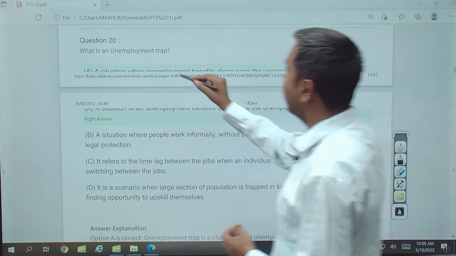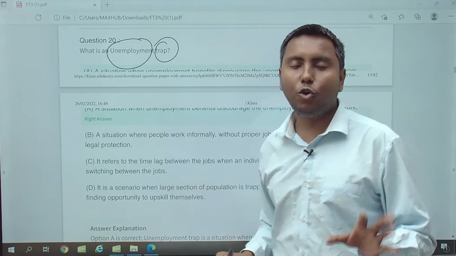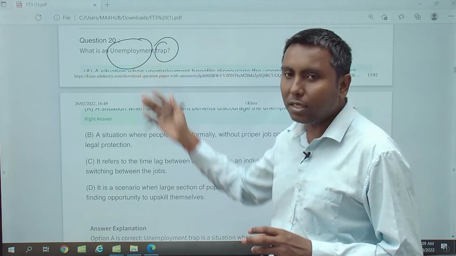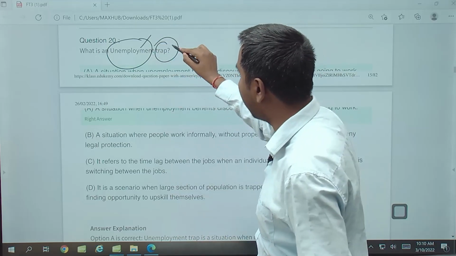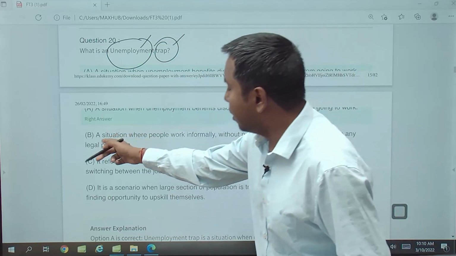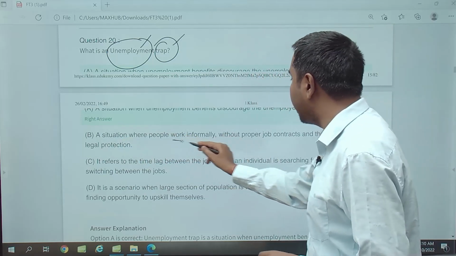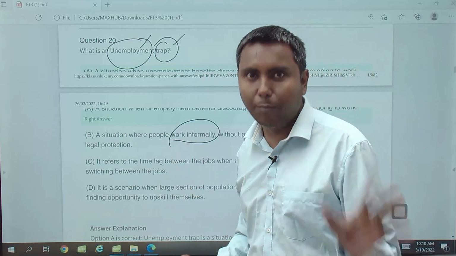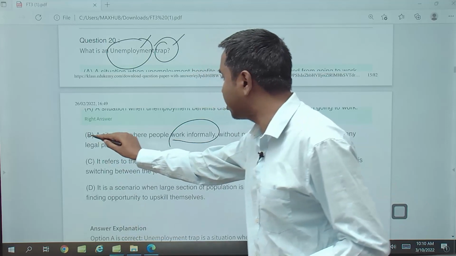Okay, now unemployment and trap. Okay, there are 2 terms. Let's assume that you do not know this term. If you know this term, you know that option A is the correct answer. But if you don't know the term, there are 2 things: unemployment and trap. Okay, let's see option B. A situation where people work informally without a proper job contract. Okay, so this is not a case of unemployment. At least people are working, maybe informally, but it's not a case of unemployment.